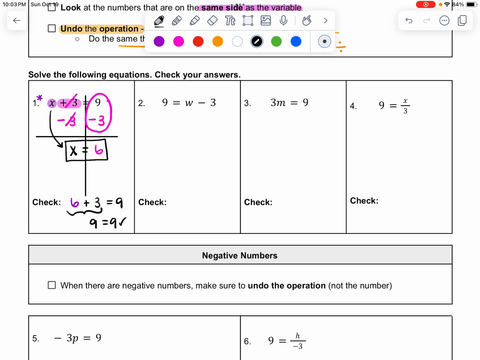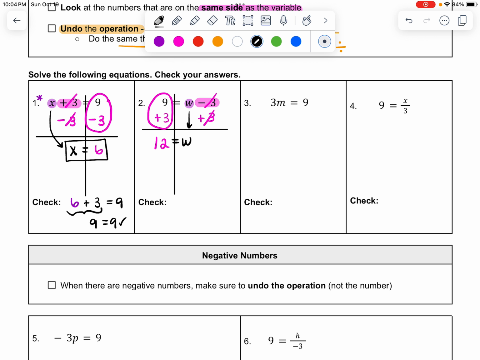Let's try that again. For problem 2, we're going to draw a vertical line through our equal sign. Now this time, the variable, the w, is on the right-hand side. So what I'm going to do is look at the number that's next to the w, which is a minus 3. The opposite of a minus 3 is plus 3. So I'm going to plus 3 on both sides of the equation to keep it balanced. On the left side, the 9 plus the 3 just gives me 12. And on the right side, the minus 3 and the plus 3 cancel. So all that I have left is the w. I'm just going to copy it down.